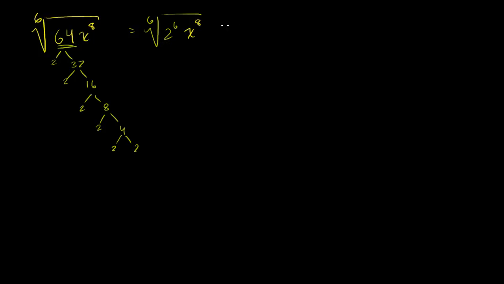So this part right here is just going to be equal to 2. It's going to be 2 times the 6th root of x to the 8th power. And how can we simplify this?